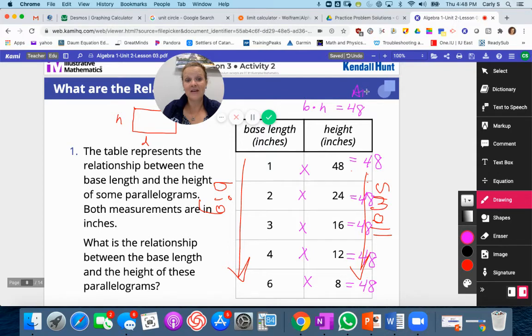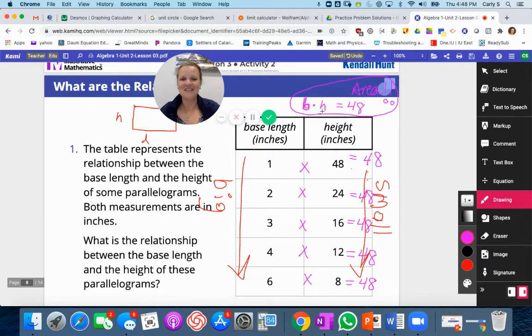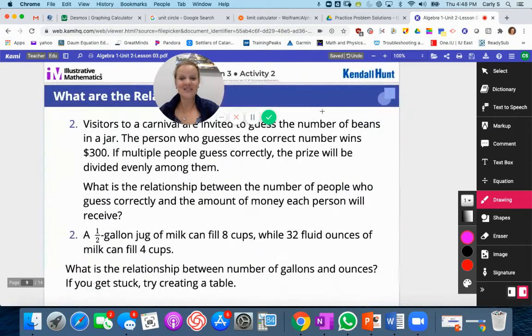That's the area of your parallelogram, and that's the relationship, okay? I'm glad I figured it out, because again, I get really frustrated when I can't figure something out, and I try not to give up.